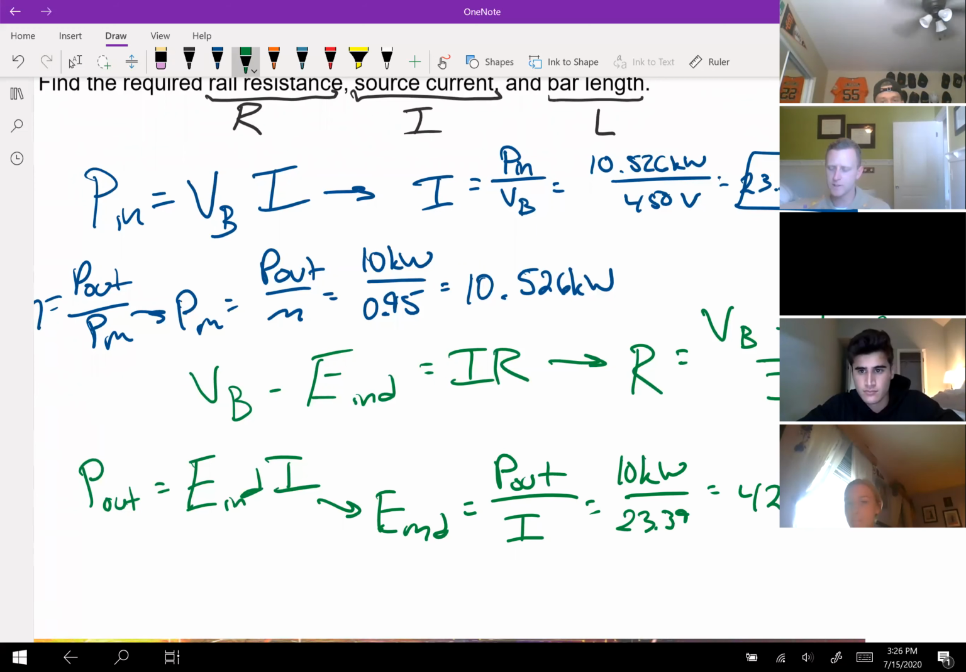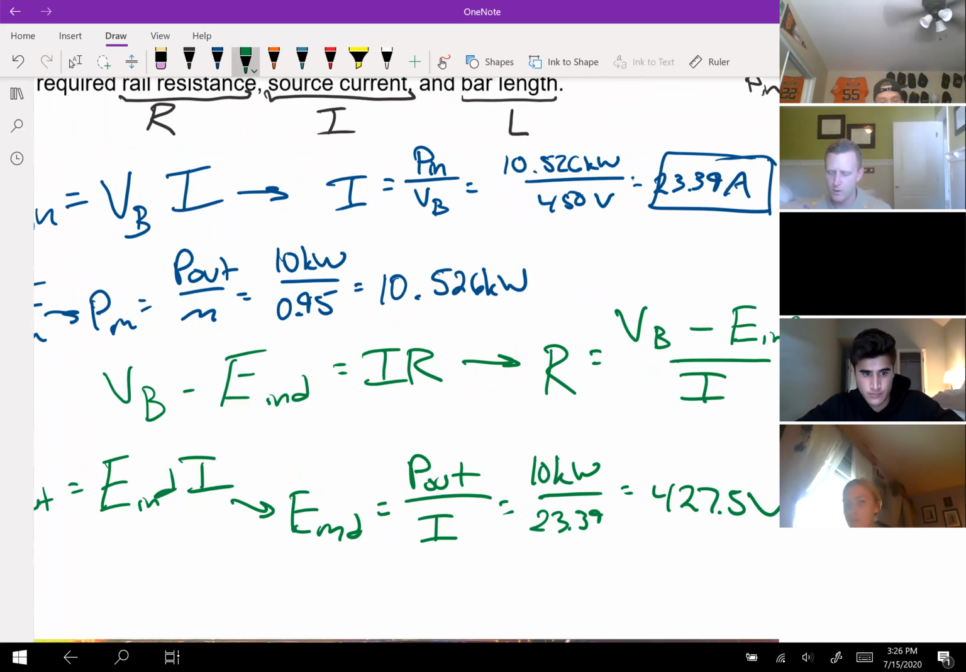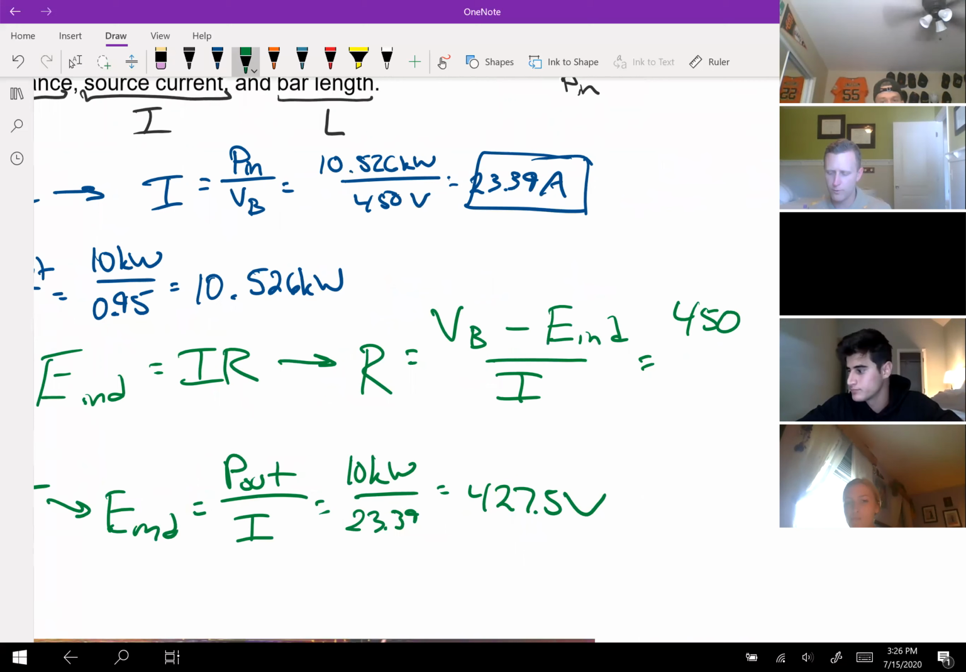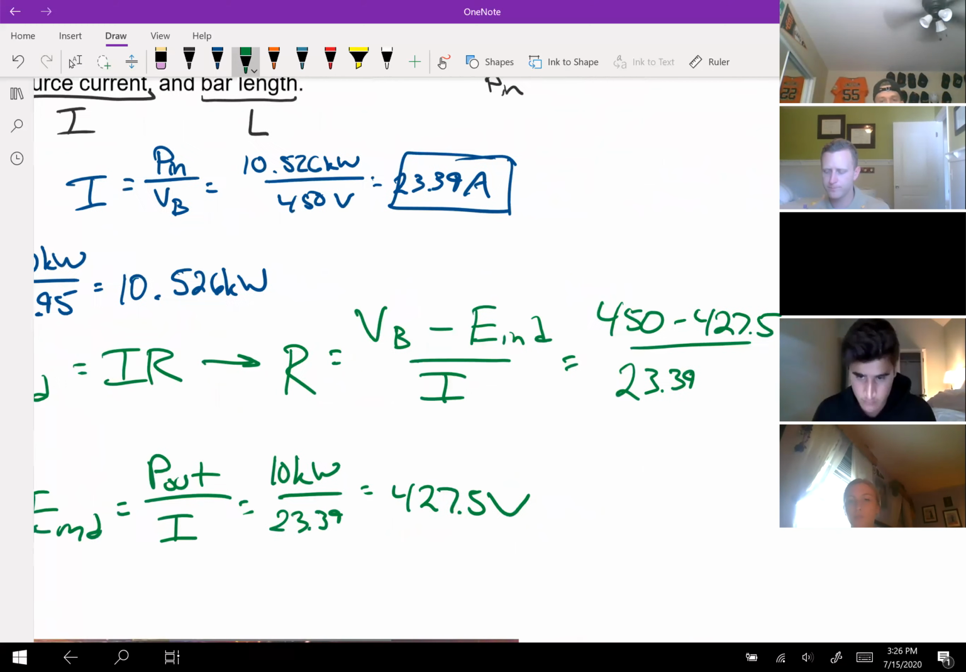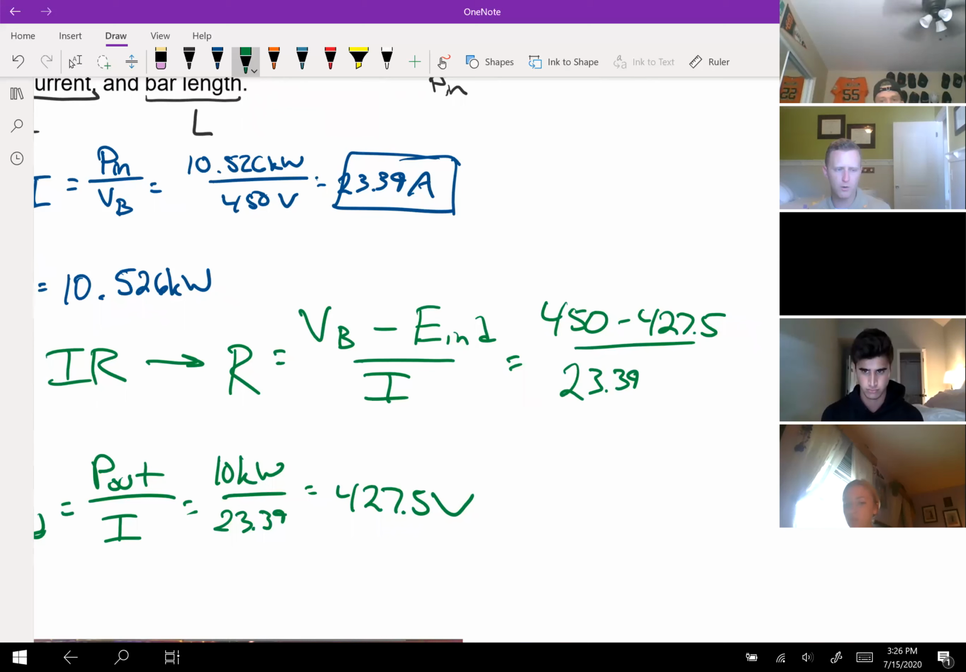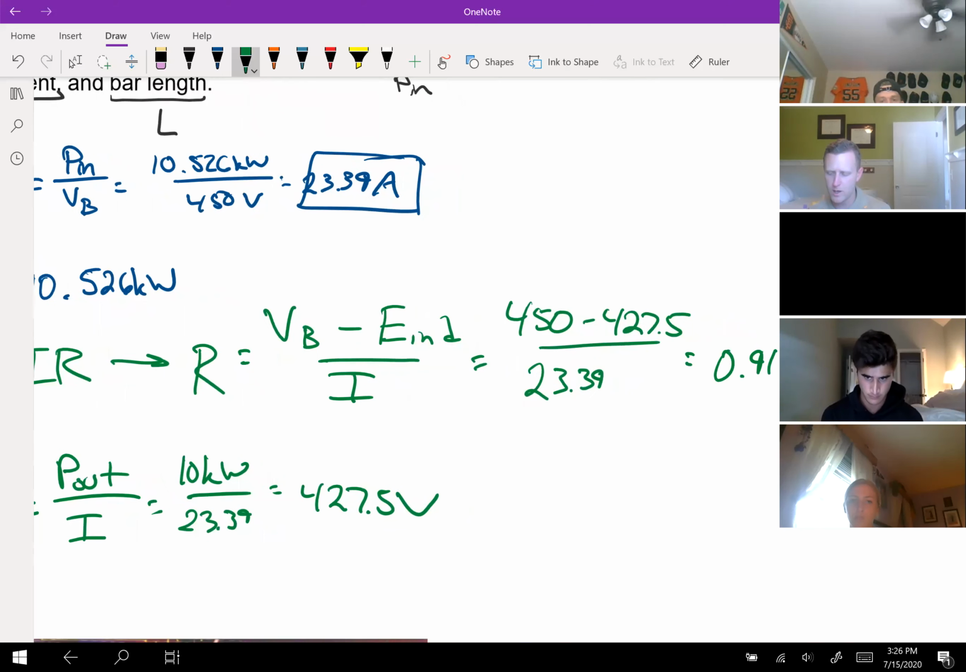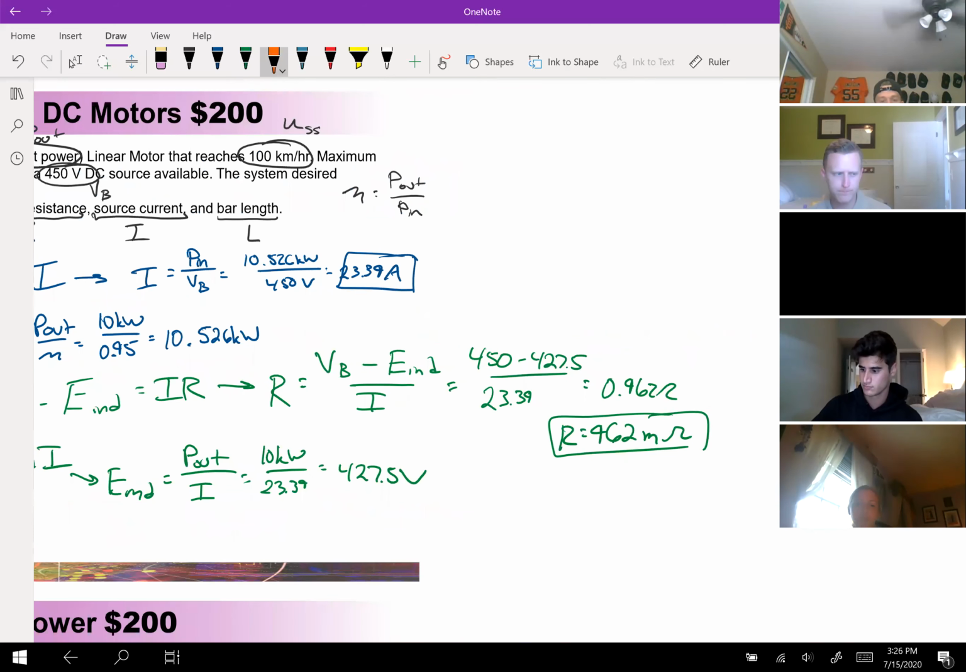My E induced is less than my VB. 450 minus 427.5 that we just solved for, plugs in up top, divided by 23.39. And my R comes out to 0.962 ohms. So R is 962 milliohms. The last part, we'll do in orange, is the bar length.